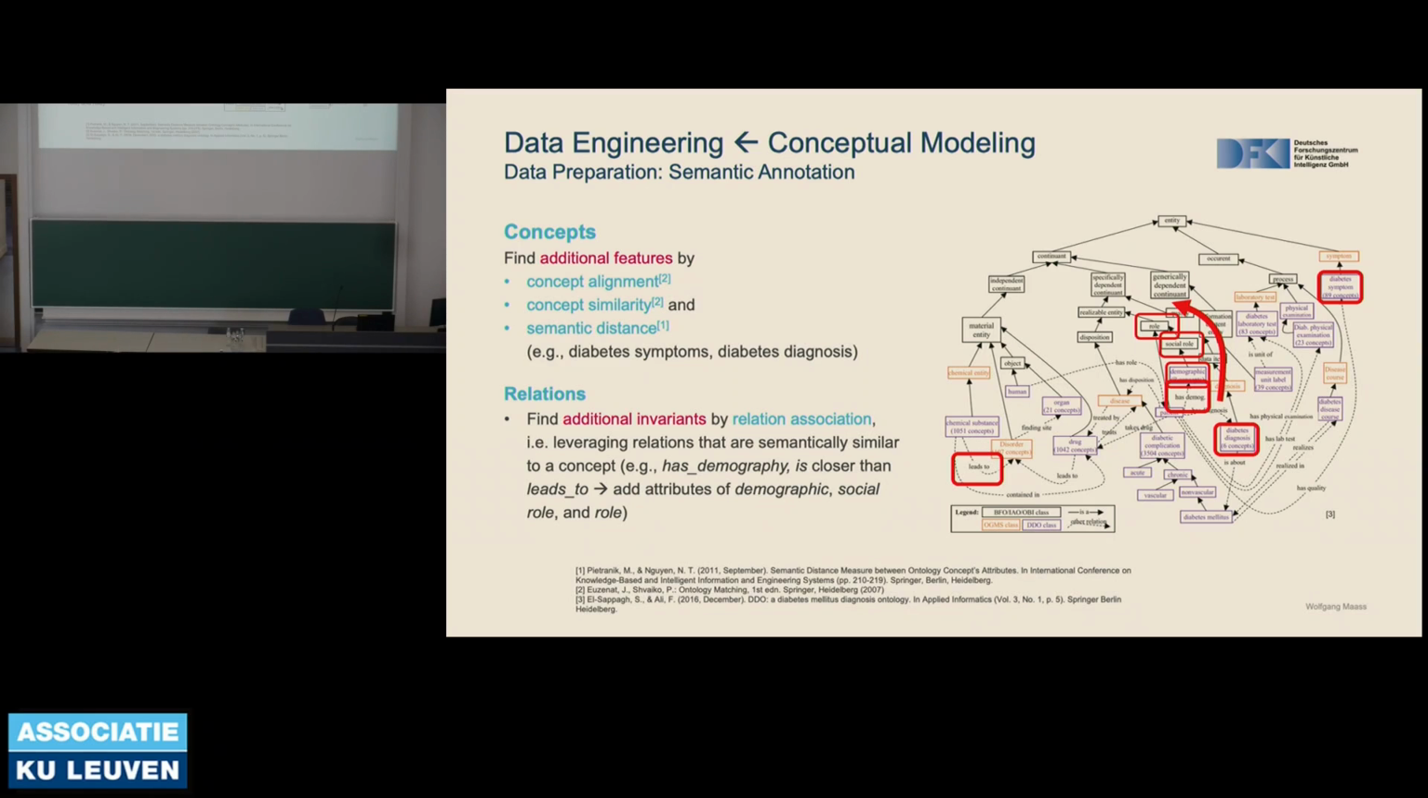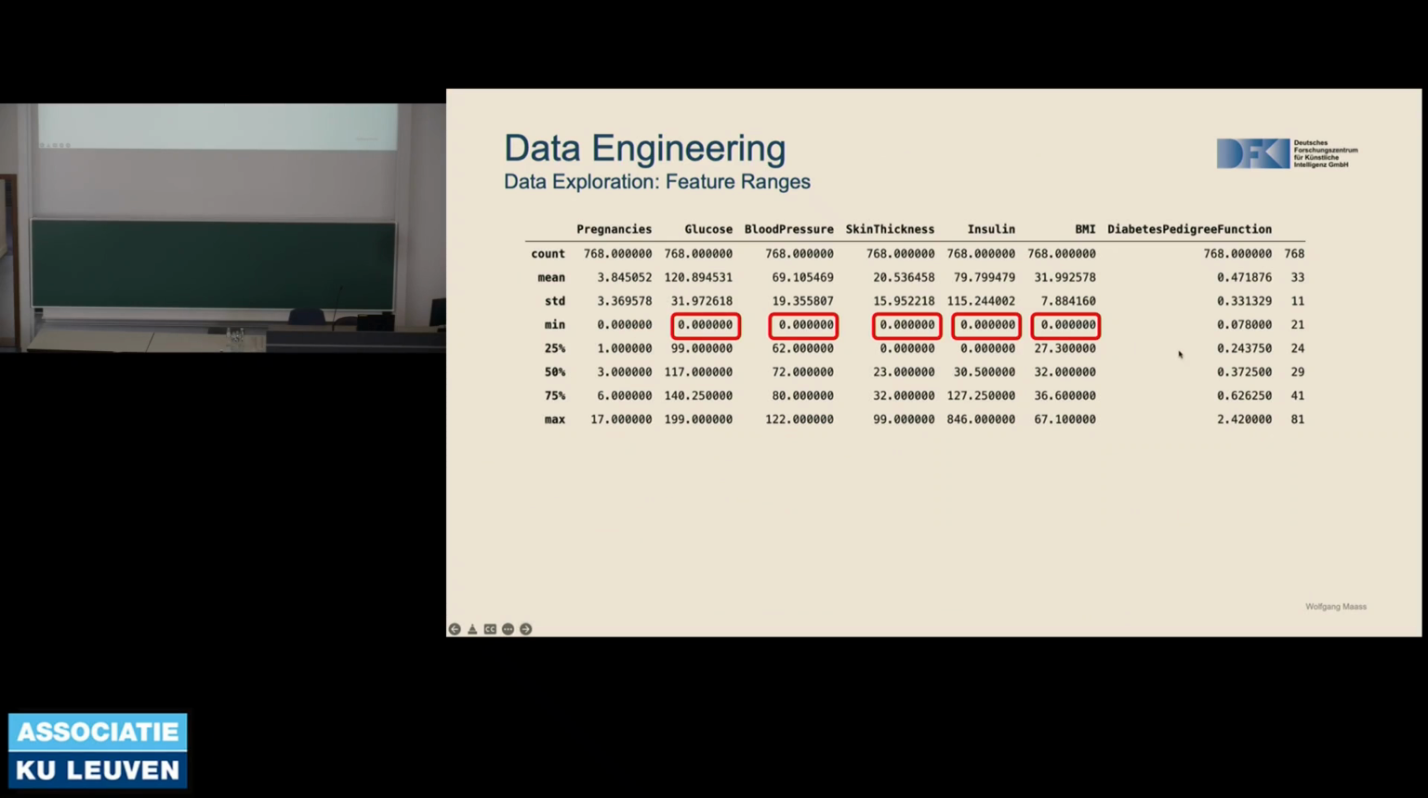Okay, so here is an example. Down here we have leads 2. Obviously, it's semantically not very related to demography, but if you go up here, you have at least 3 or 4 concepts that you could put to a test whether they are informative.